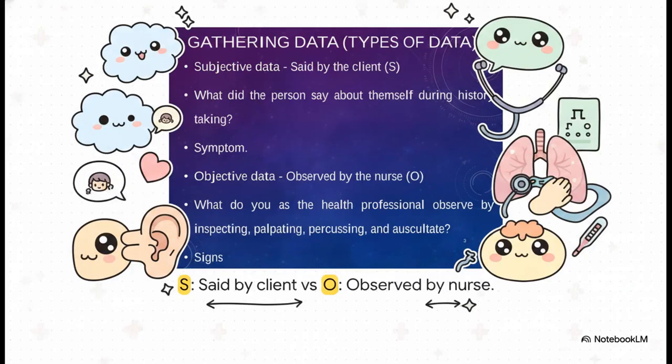Healthcare pros absolutely need both to crack the case, but they've got to treat them very differently. The breakdown is actually incredibly simple. Subjective data, or the S, consists of exactly what the person says about themselves during the history taking. These are your symptoms. On the flip side, objective data, the O, is what the health professional physically observes. This is the hard data gathered by inspecting, palpating, percussing, and auscultating, which, by the way, is just a fancy medical term for listening to your internal organs. These are known as signs.